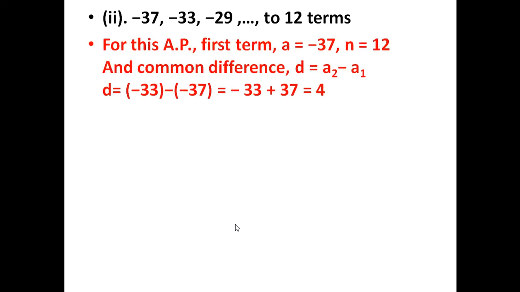Then, next in the same problem, subdivision 2: minus 37, minus 33, minus 29, and so on, to 12 terms. Here also the first term is a equal to minus 37, then n is equal to 12. Then the common difference d equal to a2 minus a1 we have to find. So minus 33 minus (minus 37), and minus into minus will be plus, so you write plus 37 here. So you will get the d value as 4.